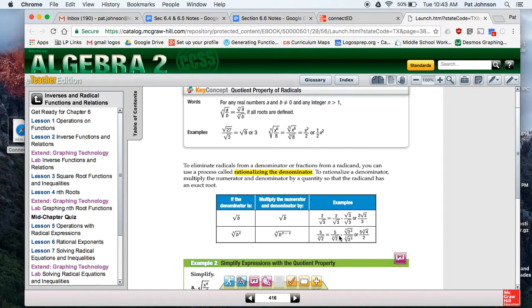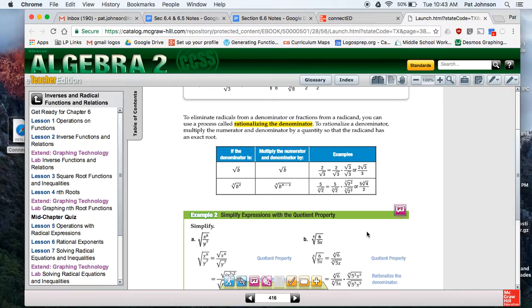Whatever 2 is to the first power, that's x. So 3 minus 1 is 2. So we're going to multiply the numerator and the denominator by the cube root of 2 squared. Then in the denominator, we end up with the cube root of 2 cubed, which is 2. And then we end up with 5 cube root of 4. Okay, so that's what we do to rationalize.